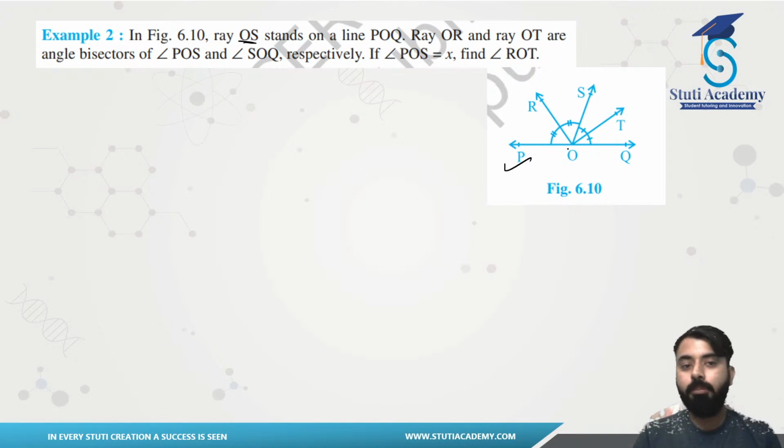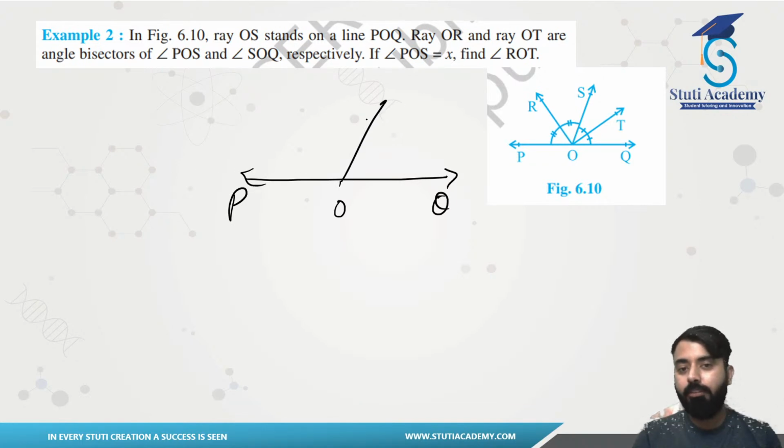OS stands on line POQ, which is this line, and that is the ray. And OR and OT are the angle bisectors of angle POS and angle SOQ. What happens here is, firstly let's draw this one. I have POQ a line, and there is a ray PS, which is this one.